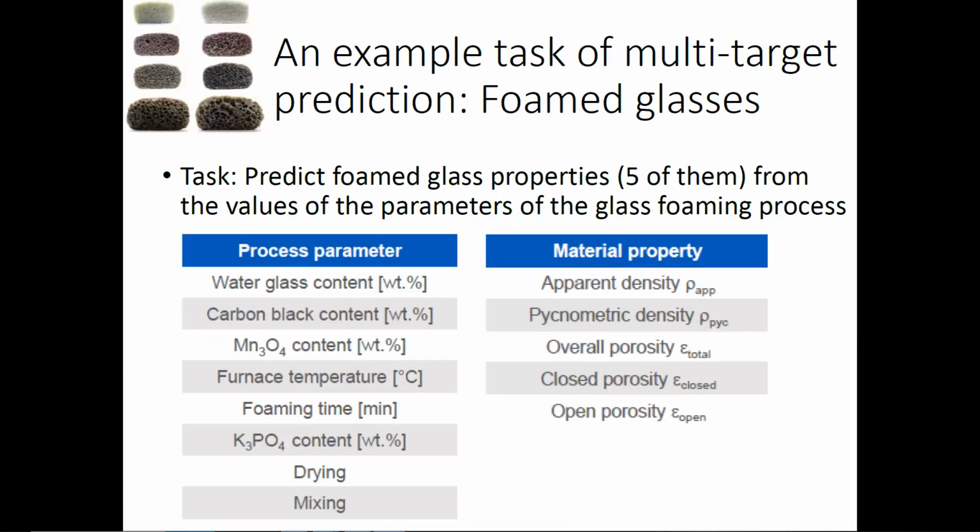Here's an example in collaboration with our material scientists from the Jožef Stefan Institute in Ljubljana. This is a multidisciplinary institute. It has both computer science departments and material science departments. At one of these departments, they are looking at foamed glasses. On the left-hand side, we have a list of parameters describing the process of synthesizing or foaming the glass. On the right-hand side, we have the material properties that they are interested in first measuring, but then also predicting for new and untried combinations.